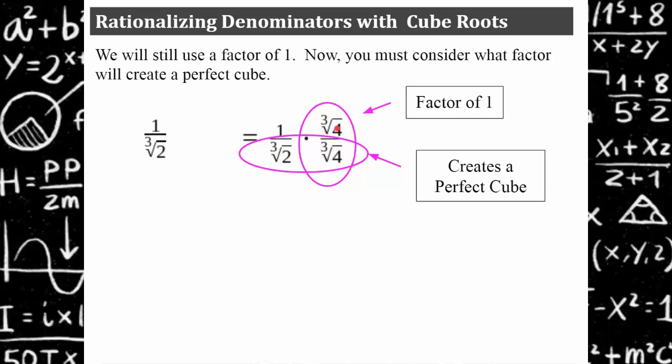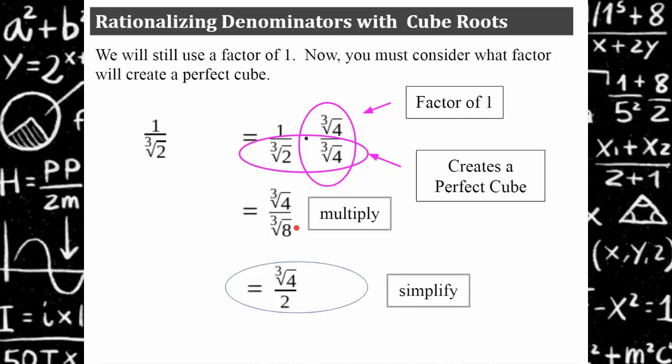When you're rationalizing a cube root in the denominator, you need to consider two things. You need a factor of 1, but you also need to create a perfect cube. So now I'm going to multiply. 1 times the cube root of 4 is the cube root of 4. The cube root of 2 times the cube root of 4 is the cube root of 8. Now we want to simplify. The cube root of 8 is 2. So in simplest form, this rational expression, 1 divided by the cube root of 2, is equivalent to the cube root of 4 divided by 2.